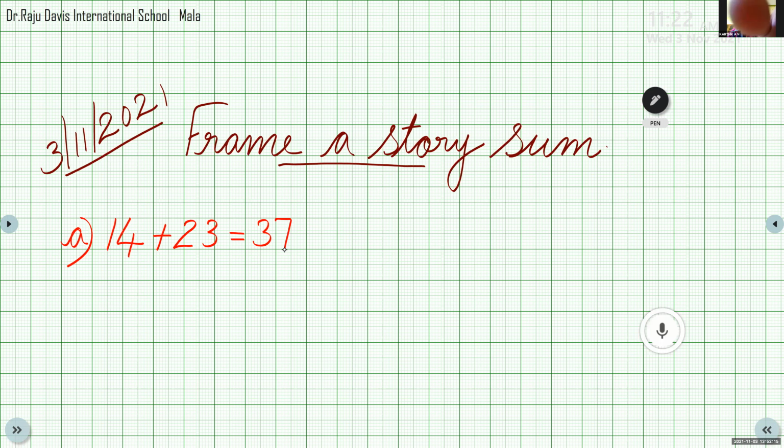So for this, how to start? We can start the sentence with "There are 14." Here I'm going to use some fruit names. So I'm going to start like this: "There are 14 oranges." The first number is 14, so we can start with 14 oranges.